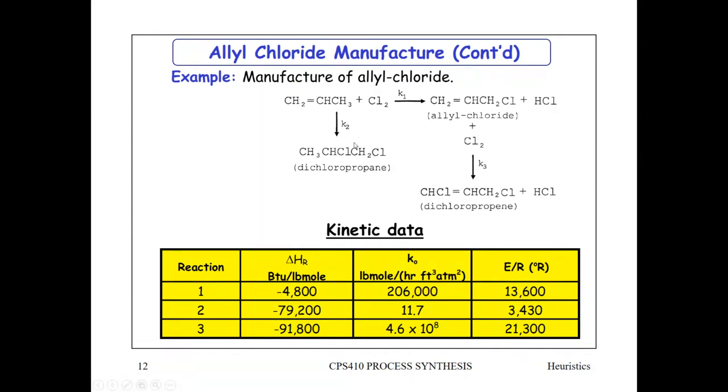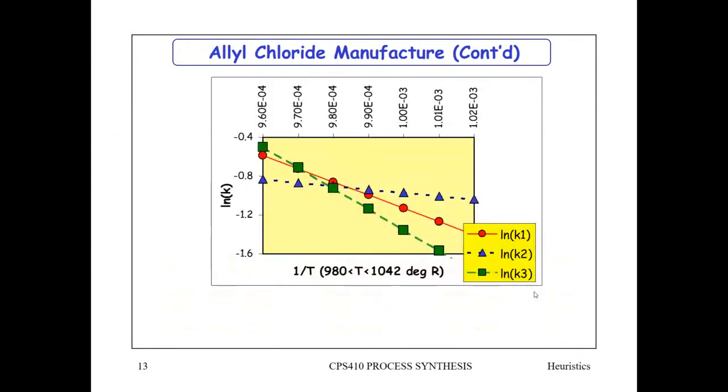Reaction 2, the undesirable reaction, says you must use as low a temperature as possible. And unfortunately, the desired reaction is somewhere in between. So we can't just use a high temperature or a low temperature, we've got to use something in between. So let's have a look at this on an Arrhenius diagram. The red is the desired reaction and the blue is the undesirable reaction.